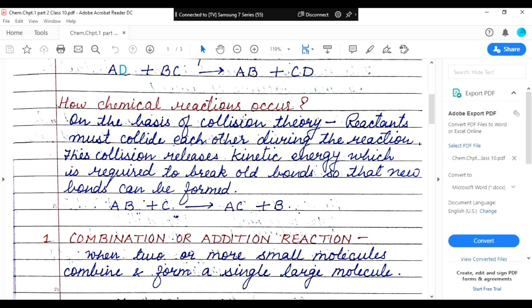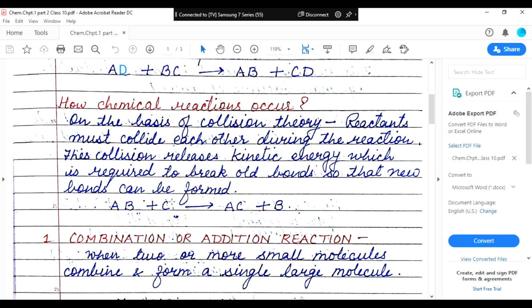Chemical reactions take place on the basis of collision theory. Collision theory states that reactants must collide with each other during the reaction. What is meant by collide? It means to hit each other. When reactants hit each other, they provide kinetic energy to the molecules, and this kinetic energy is required to break old bonds and to form new bonds.